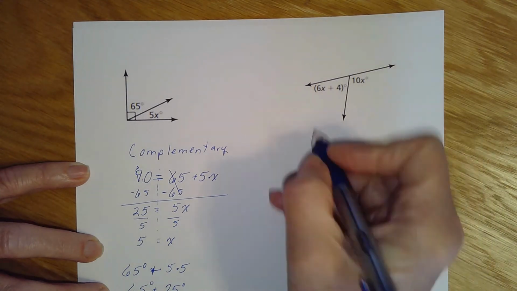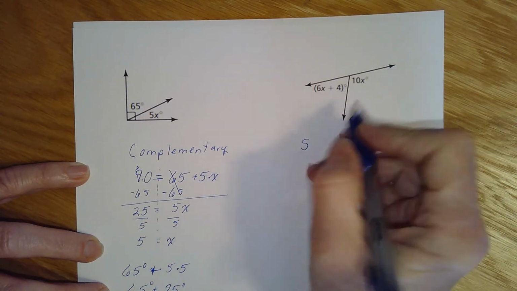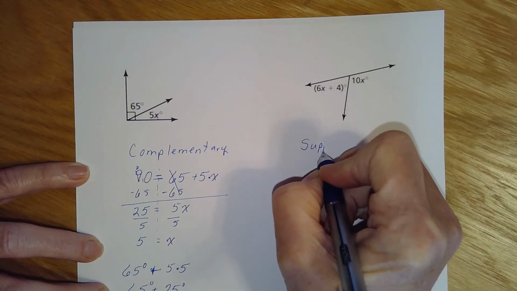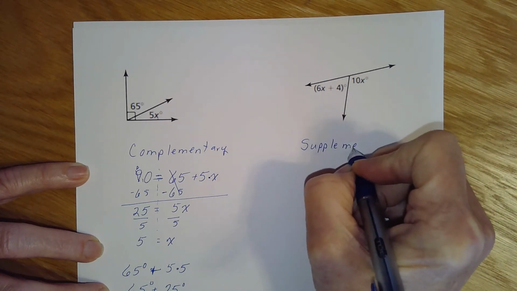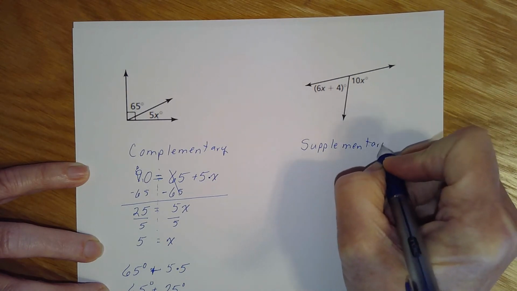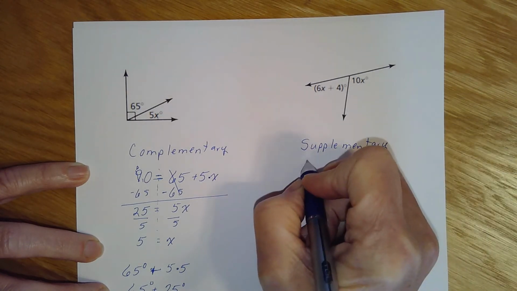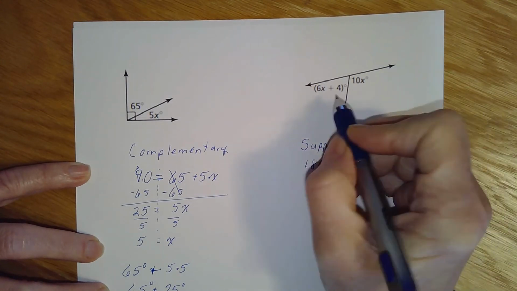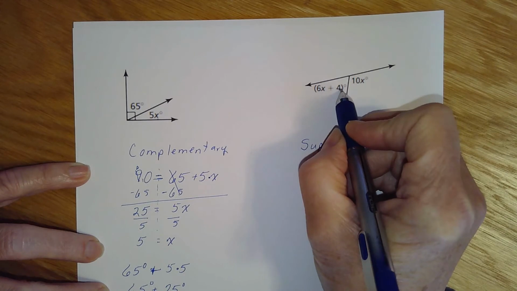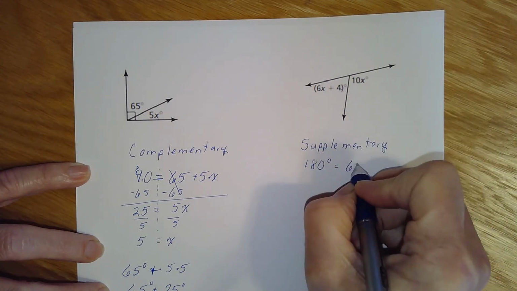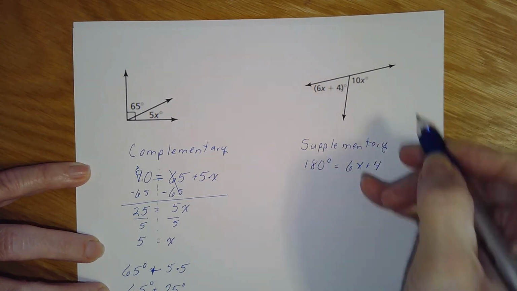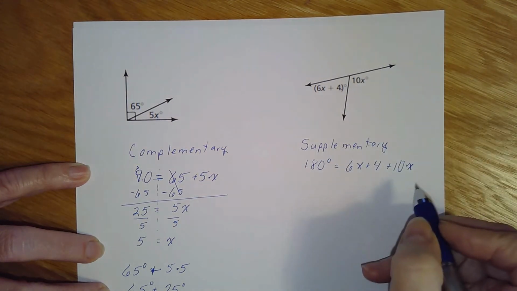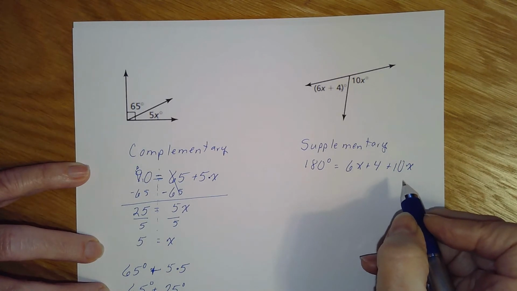I'm going to come over here and do our second example. These two angles make a straight angle, so they are supplementary angles. Now, I know that supplementary angles add up to 180 degrees, so I know that the 6x plus 4 added to the 10x is going to equal 180. So I've now got my equation.